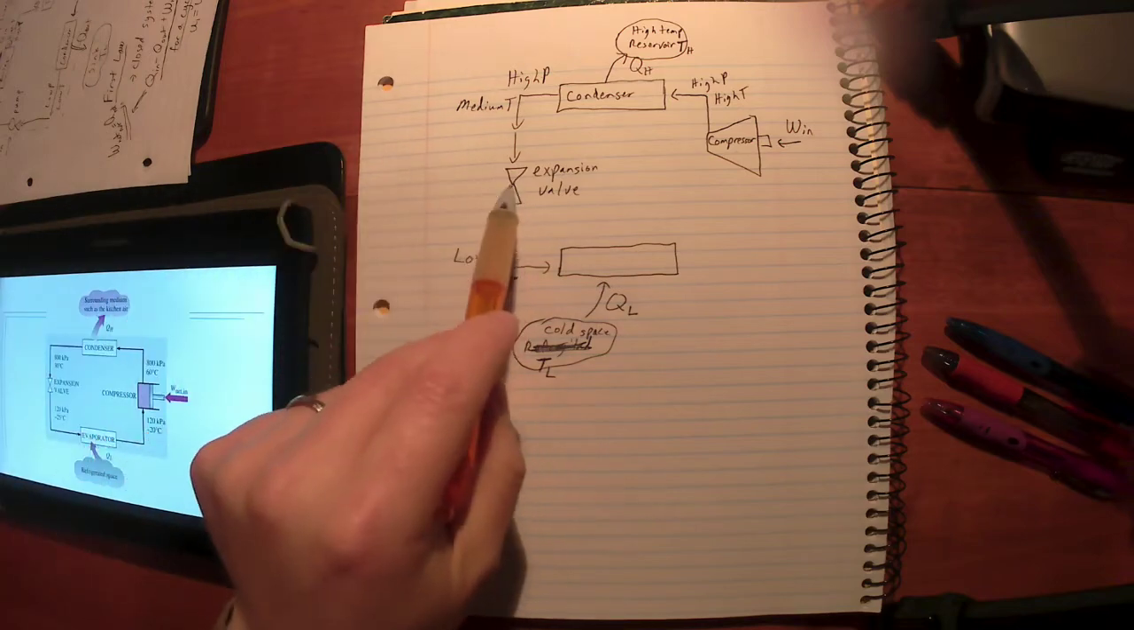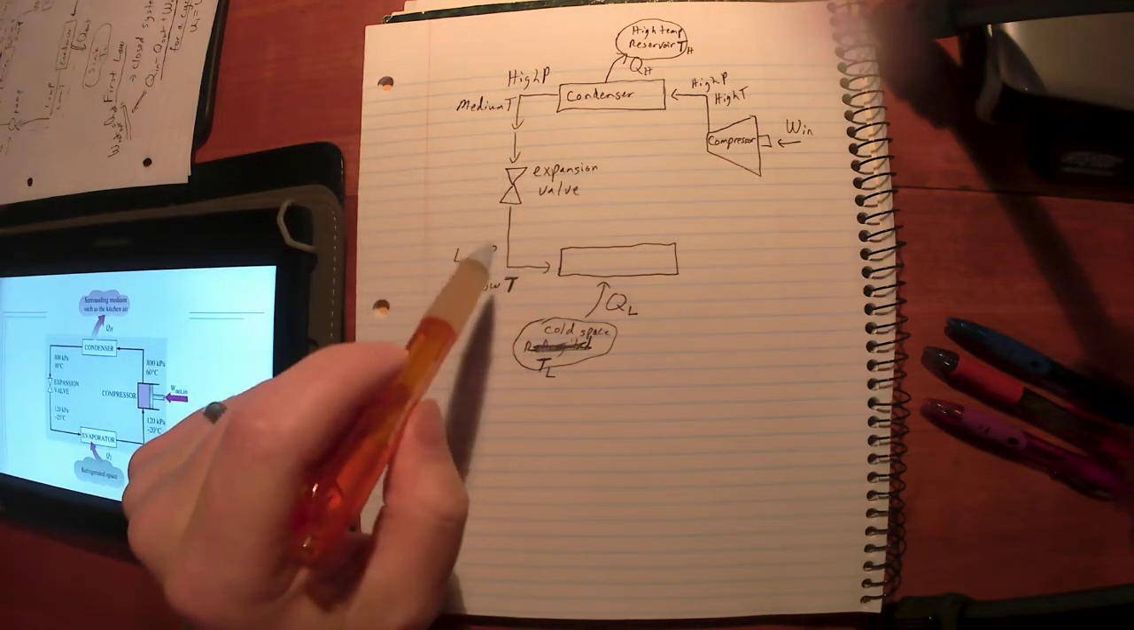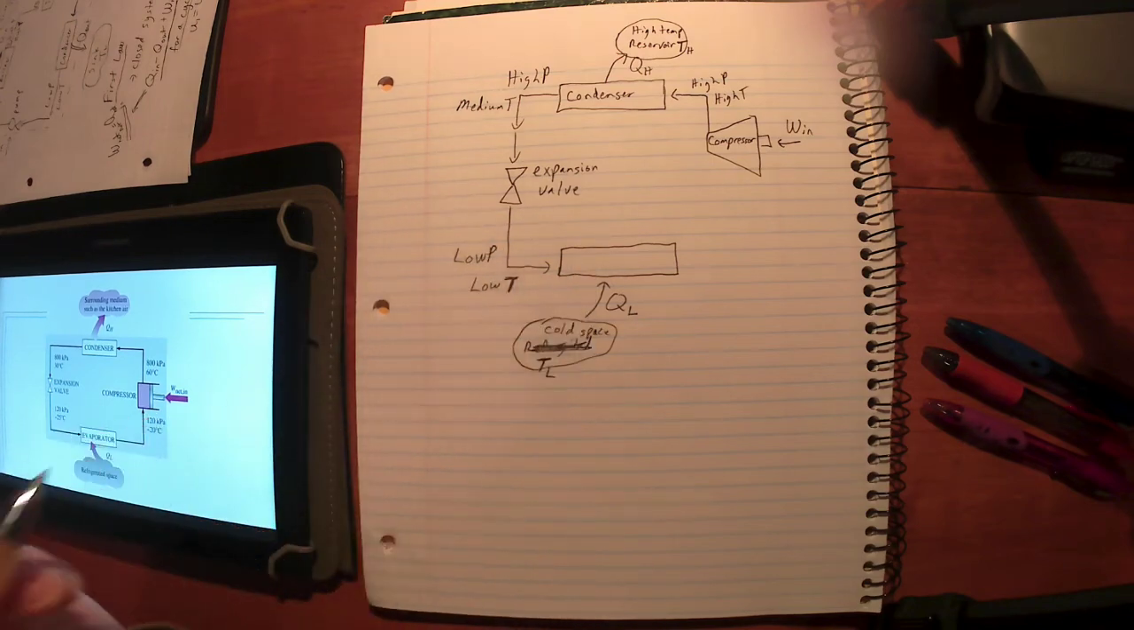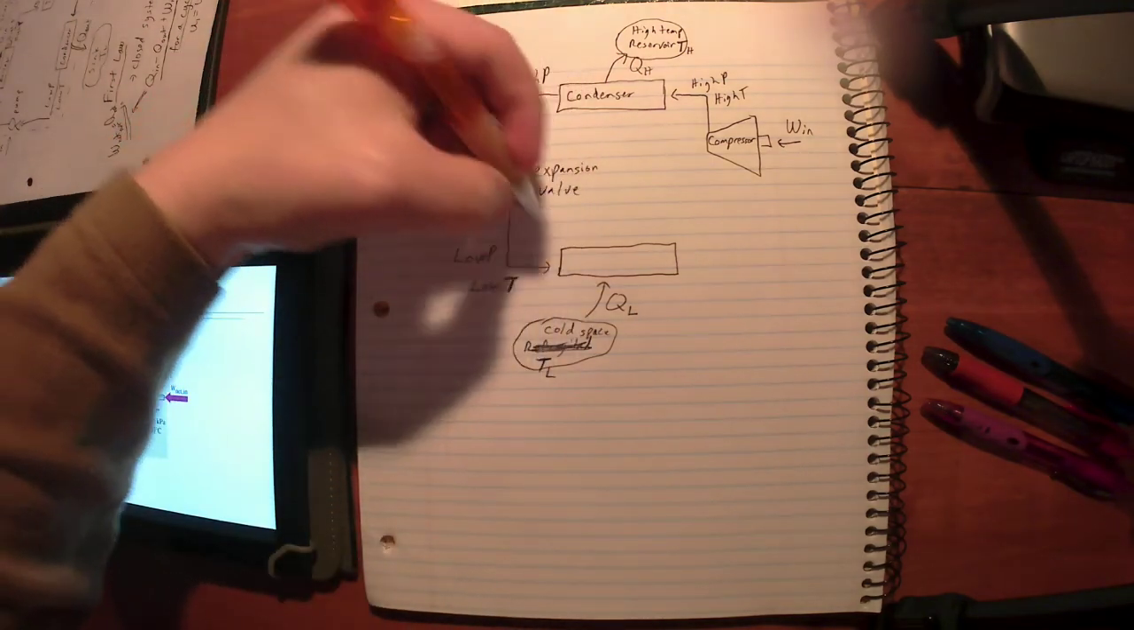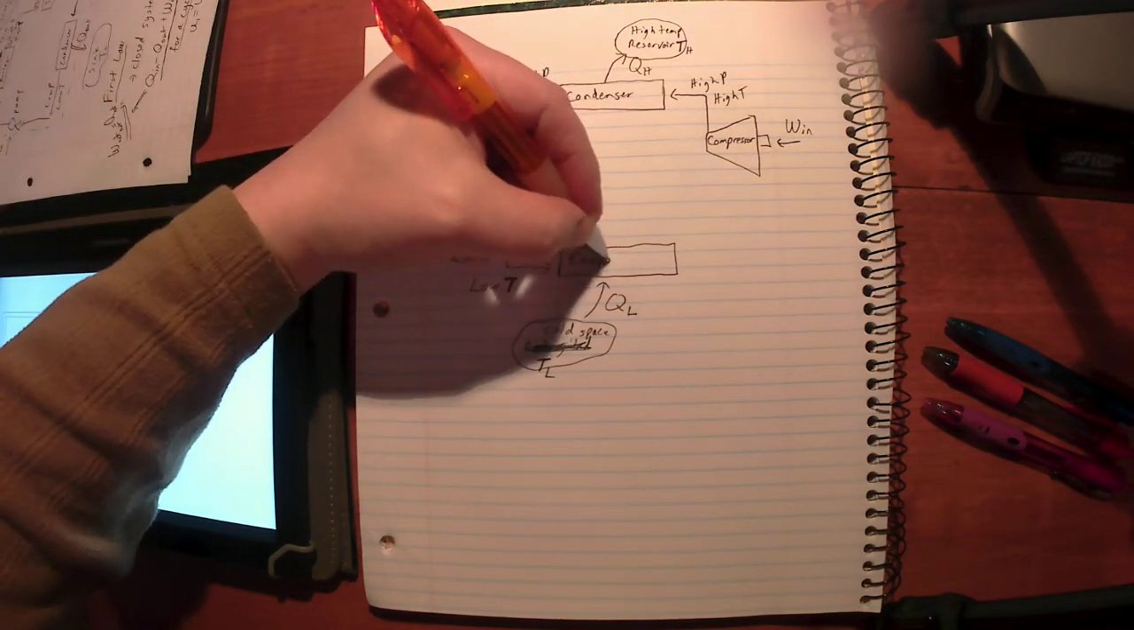The goal of the expansion valve is to allow the substance to expand so it drops in temperature, get it so cold that it will actually absorb heat from the cold space when you run it through what we call the evaporator.